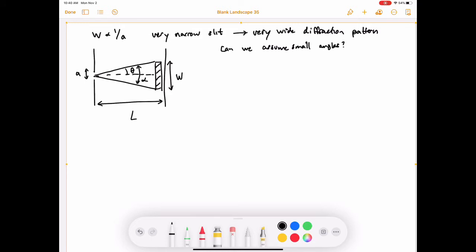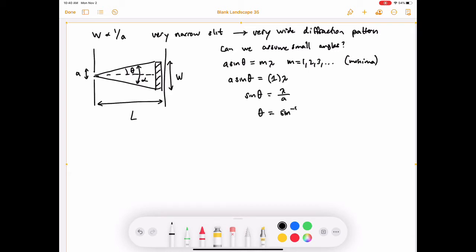So the question is, can we assume small angles? Well, the easiest way to answer that question is just to calculate an angle. So we have A sine theta equals M lambda, where M is 1, 2, 3, and so on. These are the minima, okay? These are the points of minimum intensity where you have a dark spot. So if we plug in M equals 1, we have A sine theta equals 1 times lambda, or sine theta equals lambda over A. So theta would be the inverse sine of lambda over A.